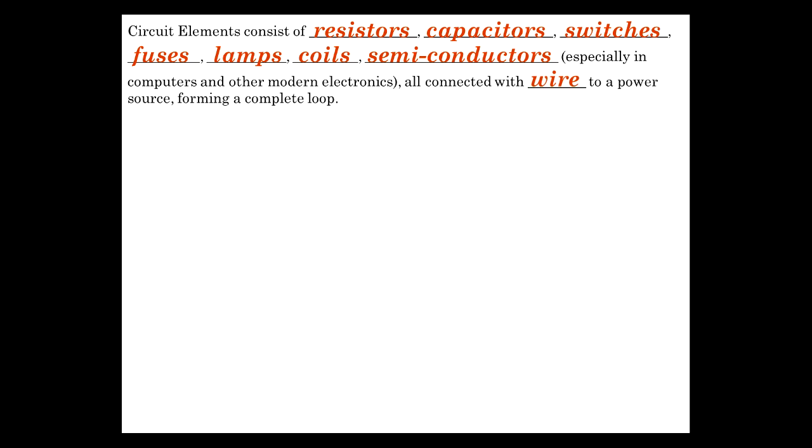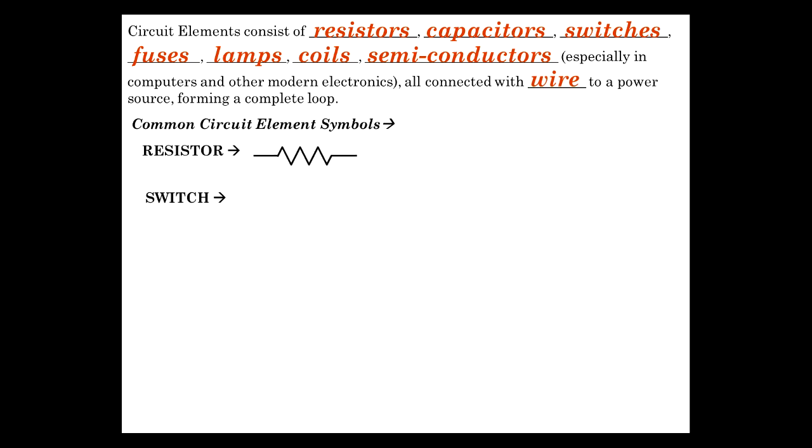And they're all connected with wire to a power source, forming a complete loop. So here's some of the symbols. A resistor is just basically a squiggly line here, and that's the standard schematic symbol. Switch looks like a switch. Lamp might look something like this on a schematic diagram, or really a lamp traditionally.